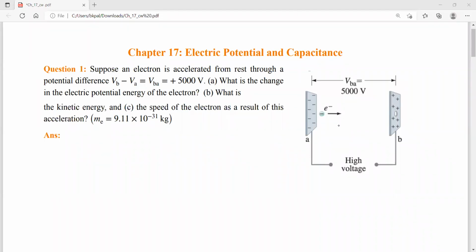All right, so let's start problem solving for chapter 17. Okay, so let's start with question number 1. So what we are given here.